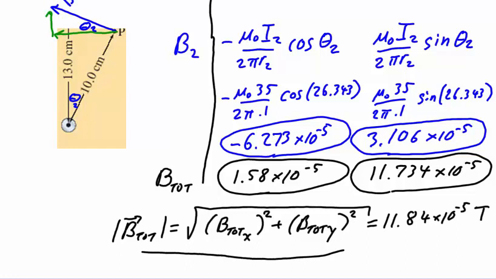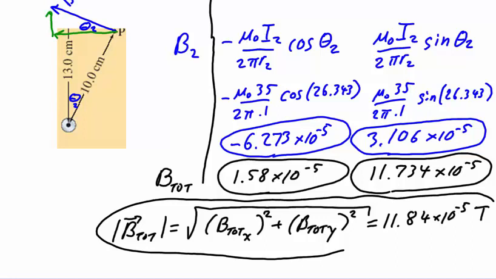If we wanted to find the direction of this magnetic field, we would simply take the inverse tangent of the y component divided by the x component of the result. And since the x component of the result is positive, we would not need to add 180 degrees in order to get that direction vector.